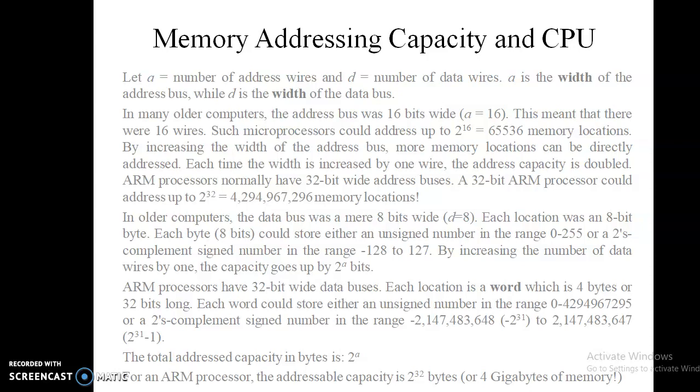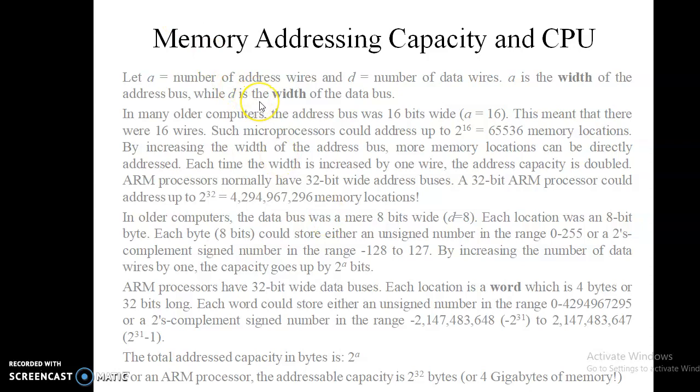Each word could store either an unsigned number in the range 0 to 4294967295 or a 2's complement signed number in the corresponding range. The total address capacity in bytes is 2 power A. For an ARM processor, the addressable capacity is 2 power 32 bytes.